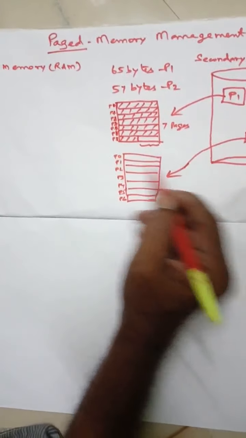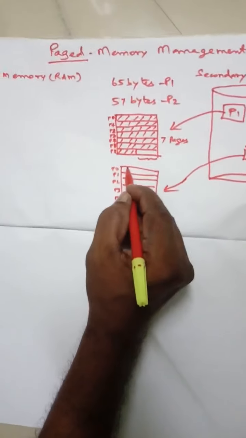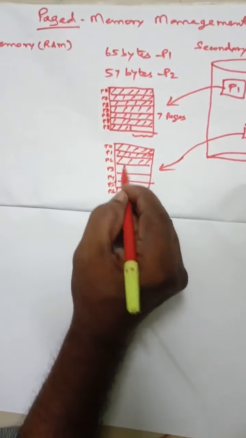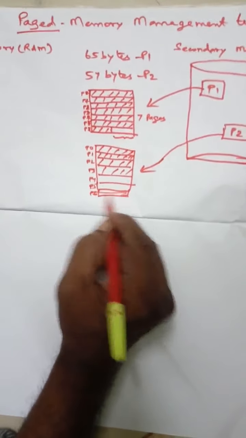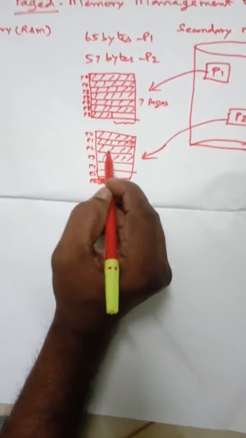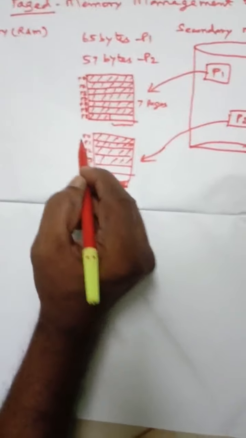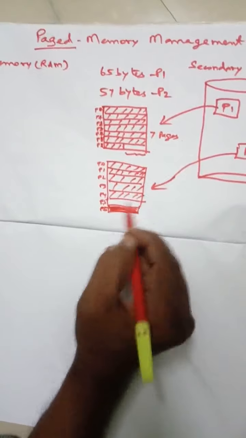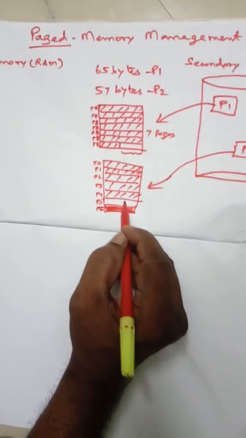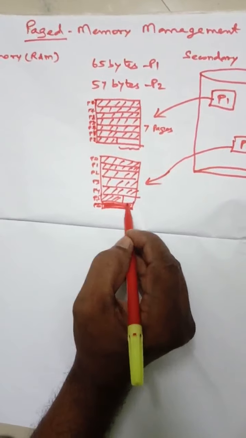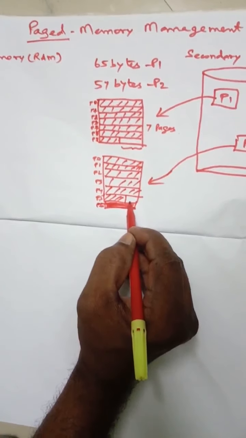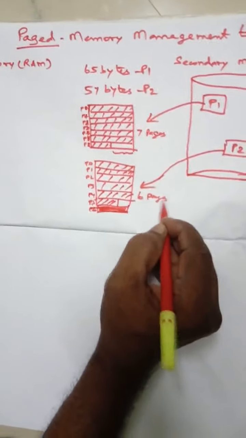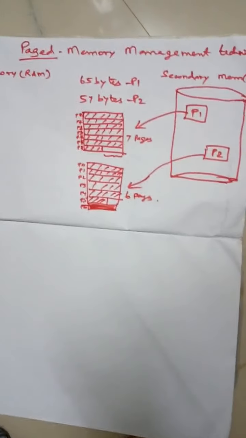Okay, sorry, this is not right. It is a 6-page program, so there are only 6 pages from P0 to P5. In P5, the first 7 bytes are occupied and the last 3 bytes will be free. So it is a 6-page program. Very clear?